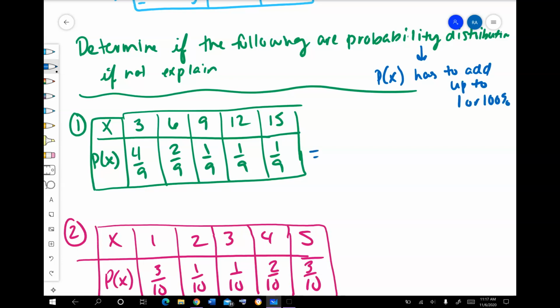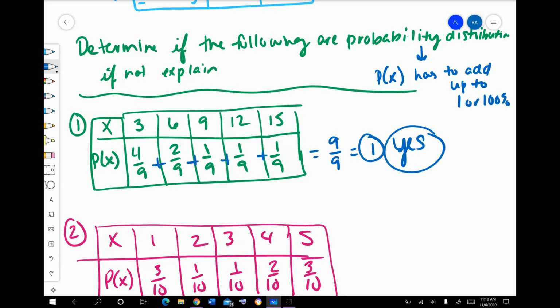So what we're going to do is add this bottom row. With fractions, you just add the numerators. So I'm going to say 4 plus 2 is... no, that is 6, isn't it? 4 plus 2 is 6, 7, 8, 9. So this adds up to 9 over 9. Well, what does 9 over 9 reduce down to? It reduces down to 1. So yes, this is an example.